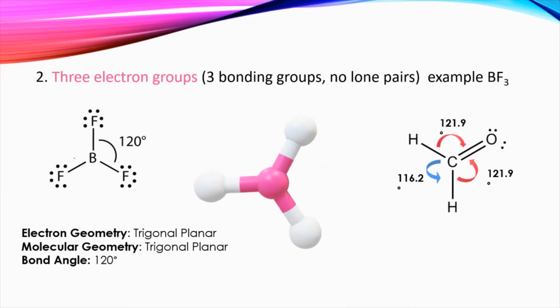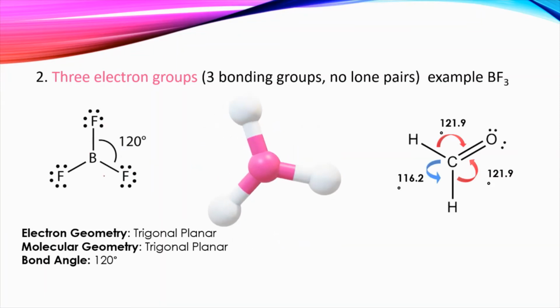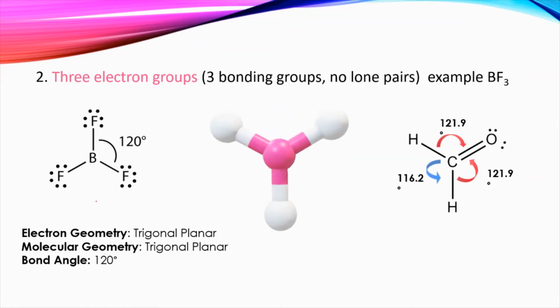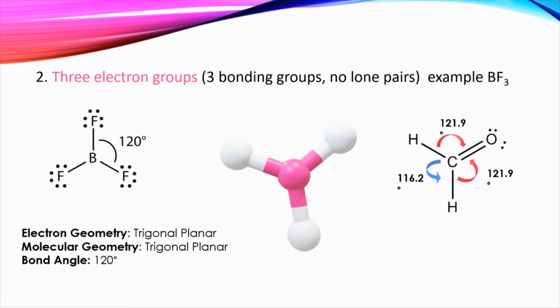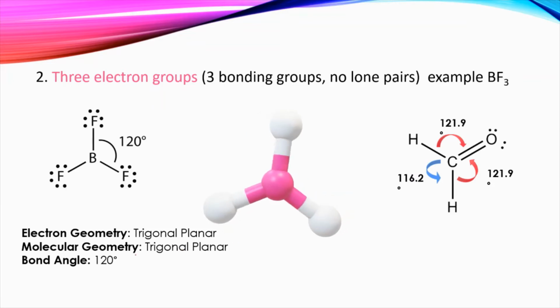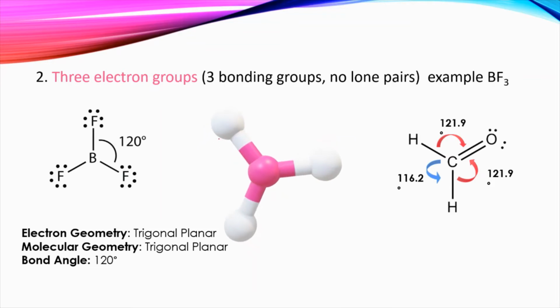And because it's a triangle, the interior angle of that triangle is going to be 120 degrees because all around this central point is going to be 360 degrees, right? So the electron geometry is trigonal planar, the molecular geometry is also trigonal planar, and the bond angle is 120 degrees. This is called trigonal planar because it is on the plane. It is a planar molecule.